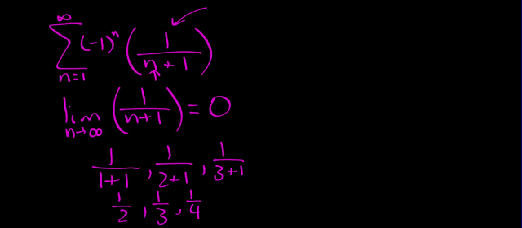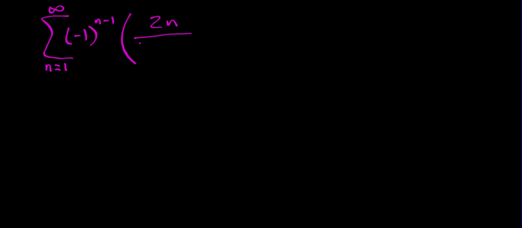So an alternating series that has those two qualities, the limit is 0, and it's decreasing. When those two conditions are met, we can just say yes, by the alternating series test, that series converges. Now let's look at a little more challenging one. Let's suppose that we've got the series n goes from 1 to infinity. Let's make this minus 1 to the n, and then we've got 2n over 4n squared minus 3.